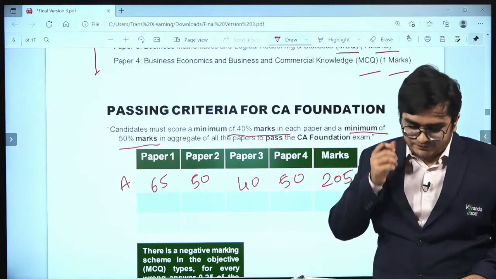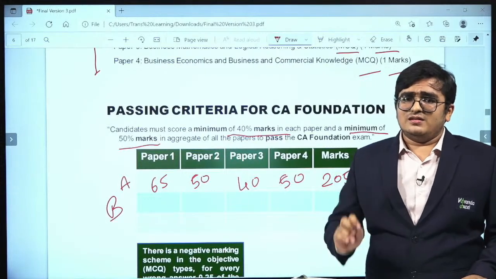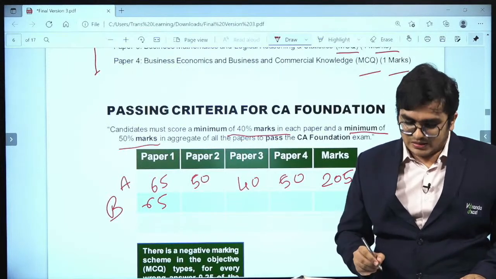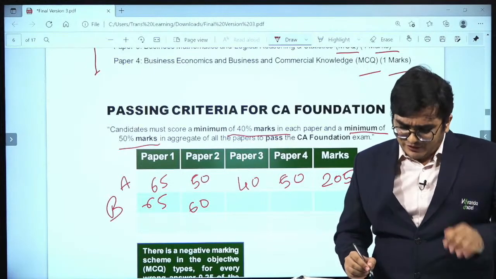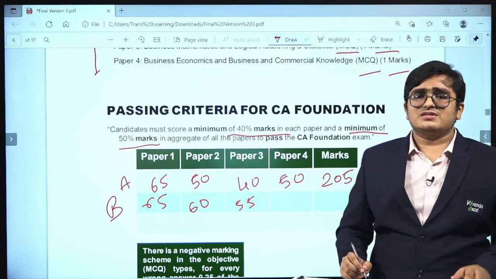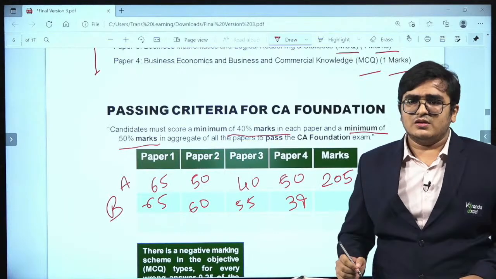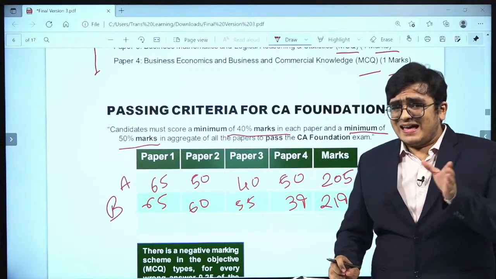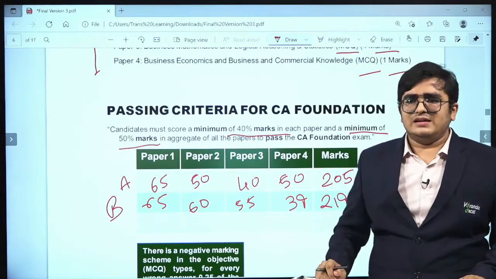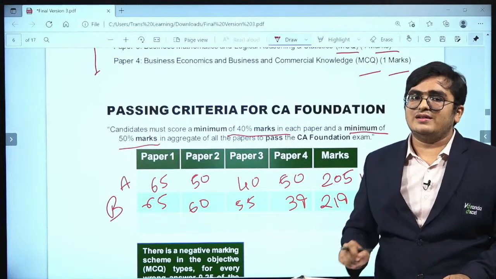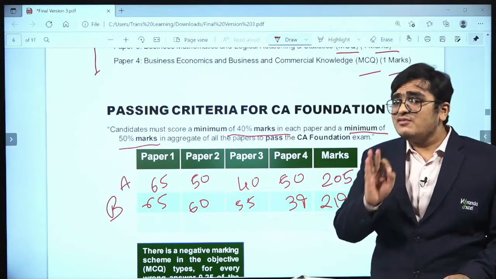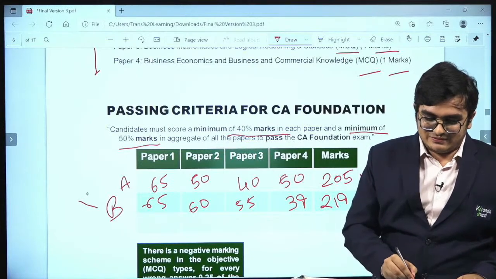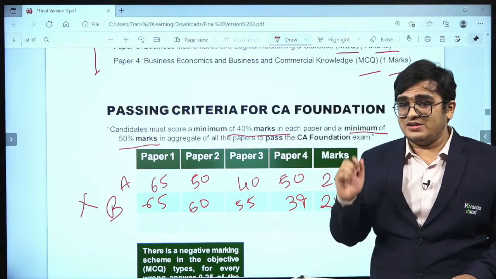Now let's see student B. Student B is a person who studies well. He has scored 65 again in paper 1, 60 in paper 2, 55 in paper 3, but unfortunately, due to some reasons, he has scored 39 in paper 4. So what will be his total? His total will be 219. Now he has cleared the 50% criteria, as he has scored more than 200. But unfortunately in paper 4, he hasn't cleared the 40% criteria. So student B did not make it through CA foundation.